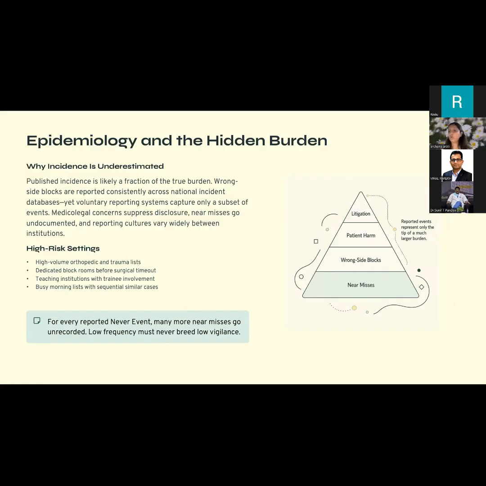Also where you have trainee involvement, not just at the postgraduate level, but also when you're catering to allied health sciences technician students. And also the early morning lists where you have the same kind of cases, like 4 cases, 3 right and 1 left, and it comes in between, and there's a little confusion happening in between.